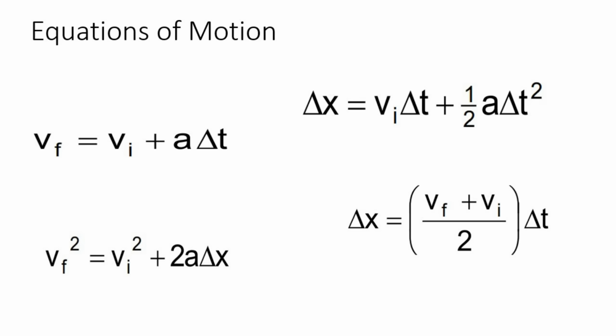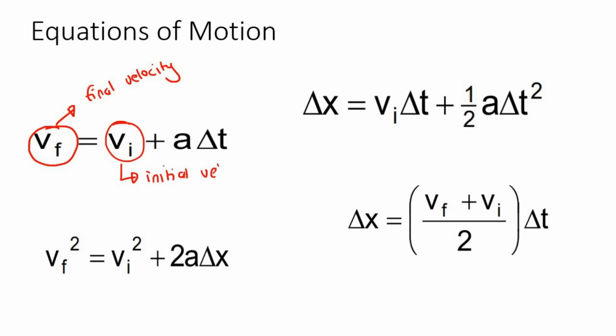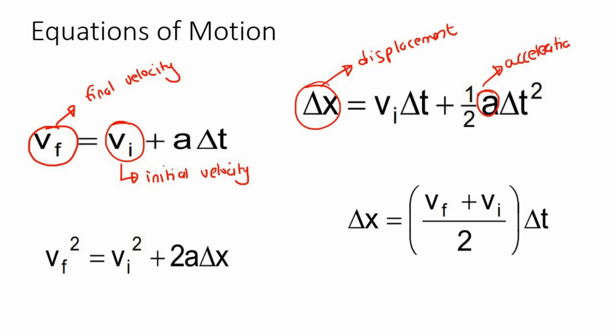Okay, so it's 4 formulas that we have. These are usually given to you on your formula sheet in an exam, and so all you need to know is what each thing represents. Whenever you see a VF, that stands for final velocity. Whenever you see a VI, that stands for initial velocity. Whenever you see an X, it stands for displacement. Whenever you see an A, it stands for acceleration. And whenever you see a T, it stands for time.